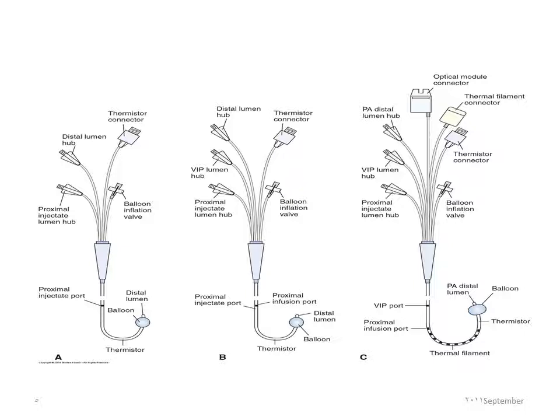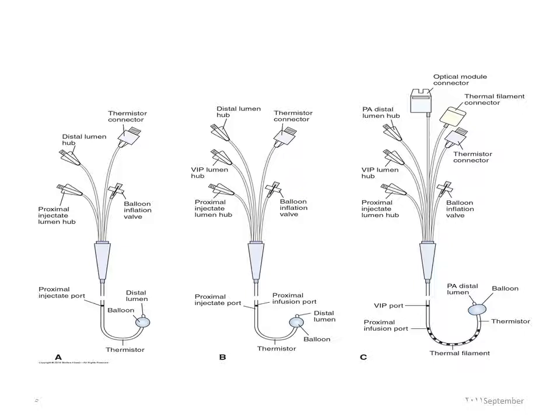Here in picture B, there are 5 lumens. The 4 lumens we already know. What did we add to them? We added the venous infusion port, VIP lumen hub.